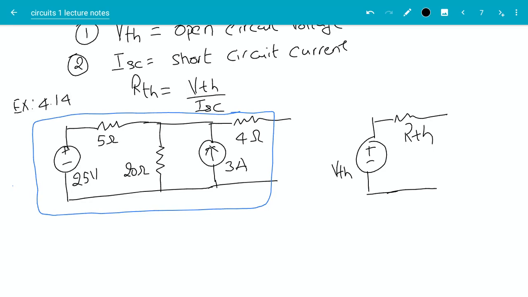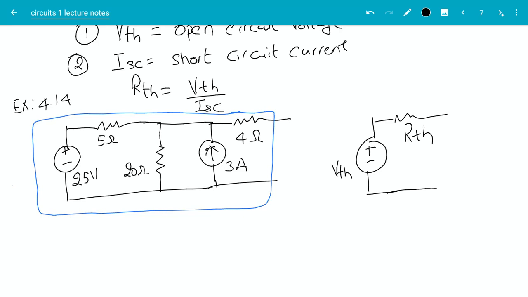So let's do an example now. This is example 4.14 in your textbook. This is the circuit given on the left hand side, and our goal is to calculate an equivalent circuit which looks like the one on the right hand side. Basically we want to replace the left hand circuit with the right hand circuit. In other words, we want to compute the Thevenin equivalent for the left hand circuit.